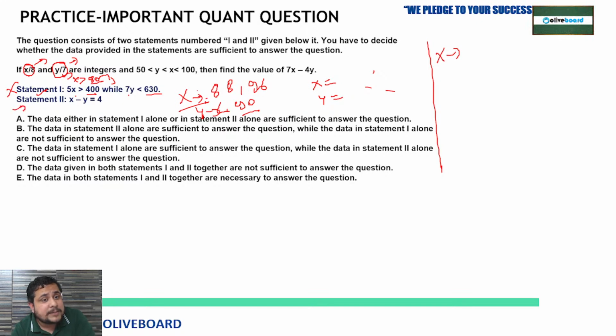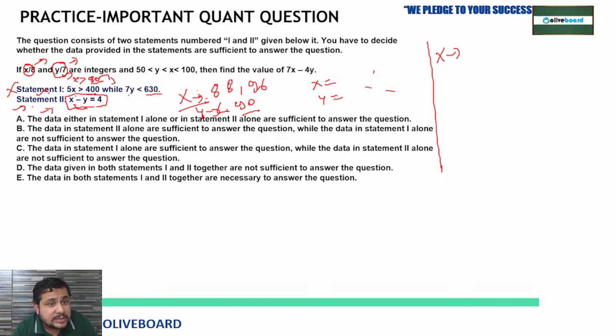So we'll go to statement 2 now. In statement 2, one linear equation is given: x minus y equals 4. By this also, we will not get the answer. So statement 2 alone is also not possible to solve. It is not possible to get the answer from statement 2 alone.